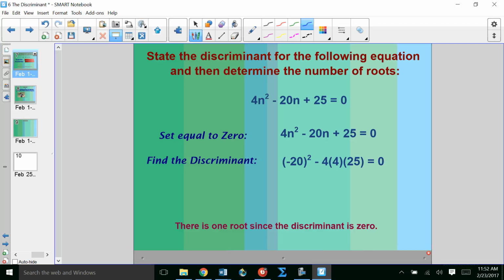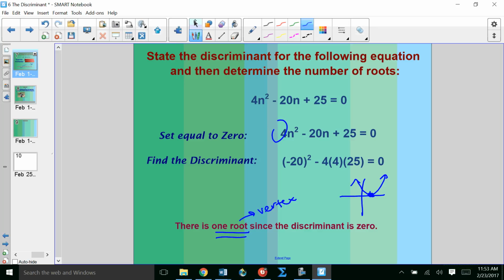That tells you that this is a quadratic equation with only one root, meaning that the one root that you find is also considered your vertex. Because A is positive, this will open up, and that one root lands on the x-axis as your vertex. And so that's really the end of our lesson on how the discriminant is useful to us with determining the number of roots.